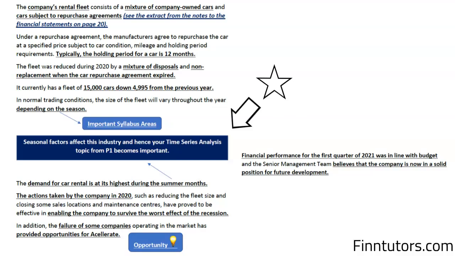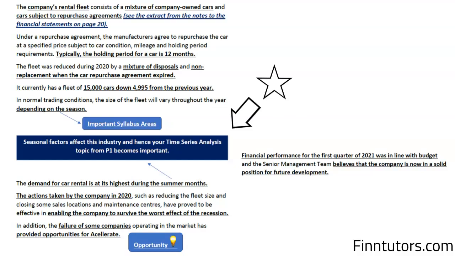It currently has a fleet of 15,000 cars, down 4,995 from the previous year. So, previous year you had 4,995 more cars than you do right now. So, it has been significantly downsized.